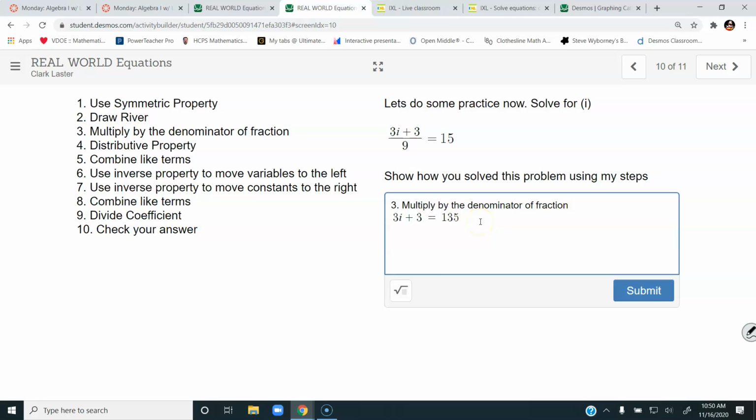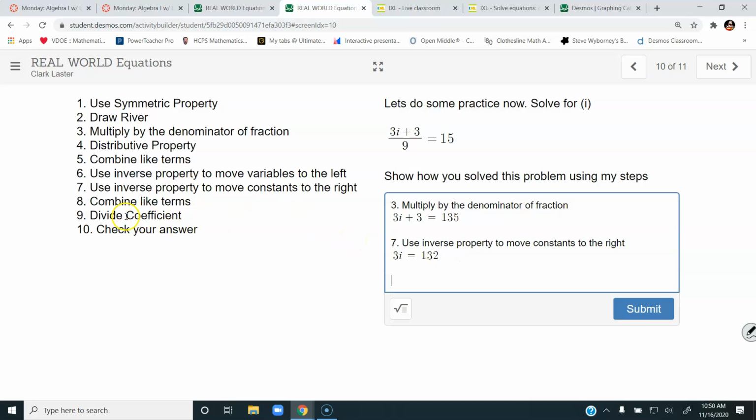That's kind of embarrassing. So second thing is I am going to use the inverse property to move my constants to the right. All right, so I'm going to move this plus 3 to the right, and that's going to be minus 3. And I think I can do that without making a mistake. Is 132. Okay, now to get the I all by itself, I'm going to divide by the coefficient again.